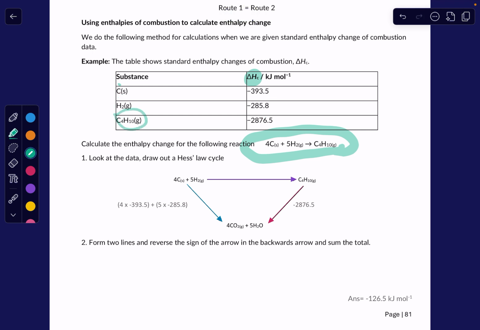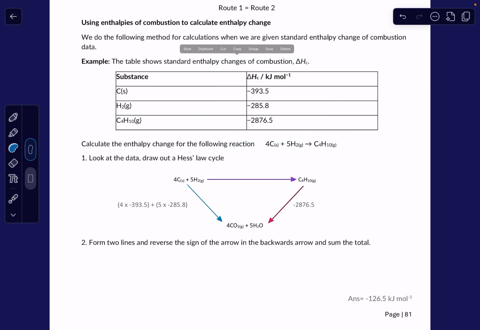And then when I burn butane, I make this much. So that's the information we've been given. That's the other route. And you can see below, I've put it into a triangle. Now, you are going to have to form these triangles, and I'll teach you. I'm just talking you through what you can see.